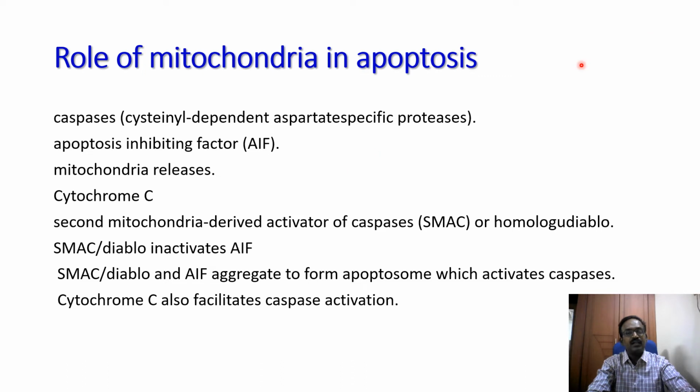mitochondria release two protein materials. The first one is called cytochrome C. The second one is the second mitochondria-derived activator of caspases, called SMAC or homolog DIABLO. DIABLO or SMAC inactivates the apoptosis inhibiting factor, so that the inhibitor is inhibited, that is disinhibition. So it stimulates apoptosis.